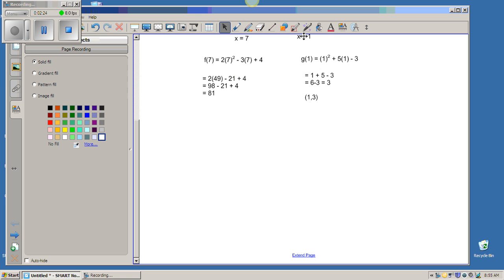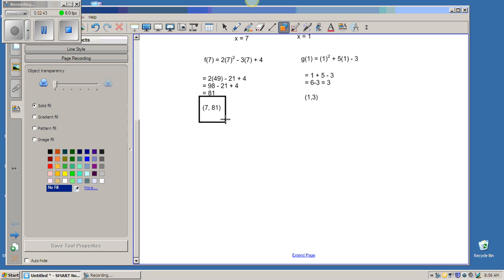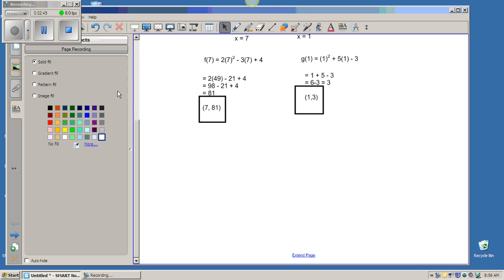So you see, when I plugged in 1 over here, I got 3 for y, so the point is (1, 3). When I plugged in 7 over here, I got 81 for y, so the point would be (7, 81). Those are my 2 points of intersection. So when I graph this, I should see that at these points, (7, 81) and (1, 3), my functions will intersect each other.